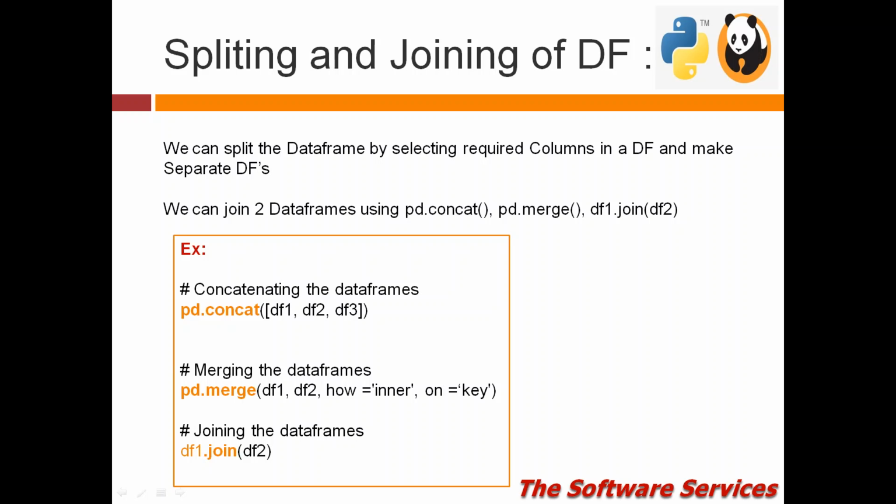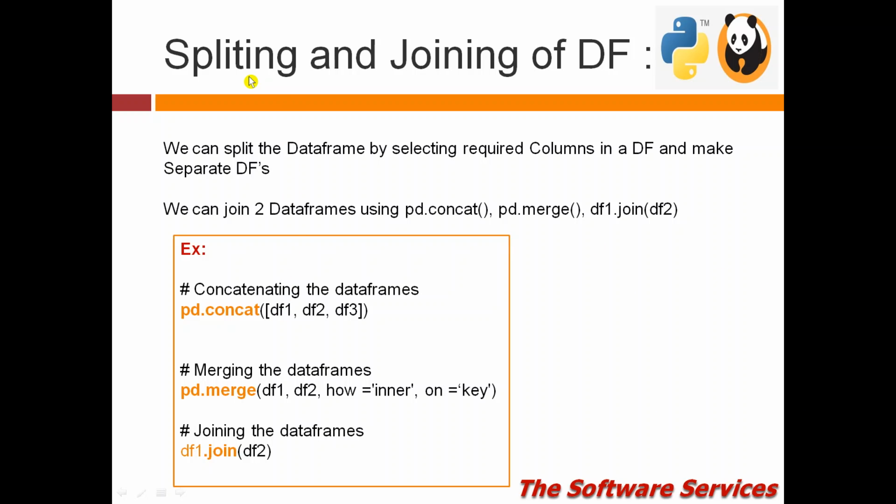In this class we will discuss how to split a DF and how to join a DF. DF means data frame. How we can split a DF into two or three parts or required columns, how we can extract the required columns and make a separate data frame, that is called splitting, and how we can join two data frames. Okay, this is the topic we are going to discuss.